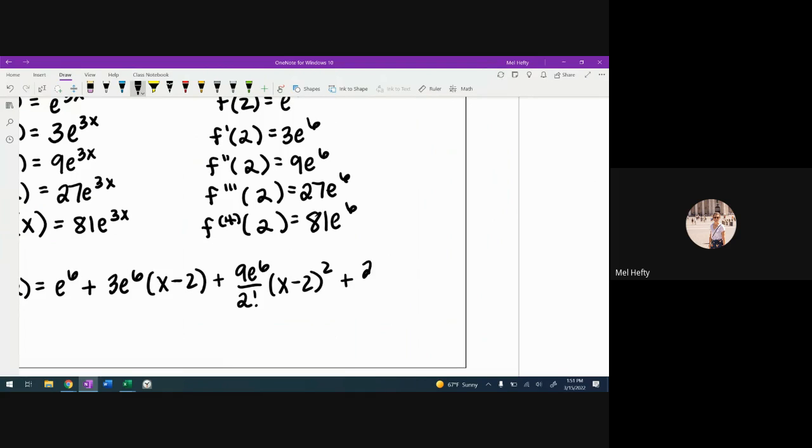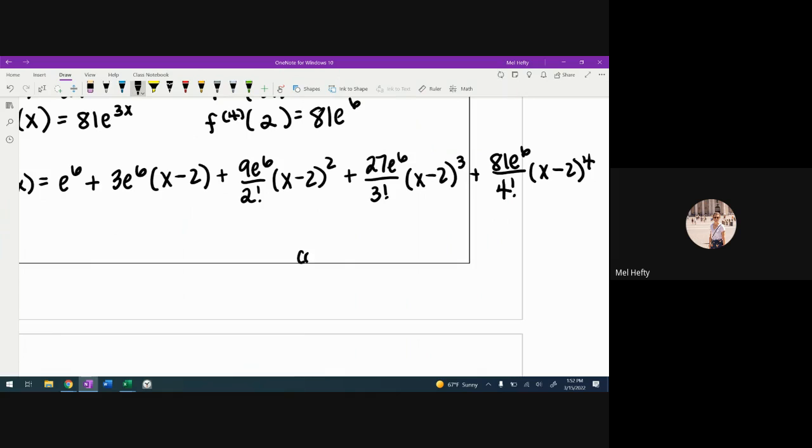Can you guys tell me, did we answer the entire question? The coefficient of which term? Oh, so the one I'm writing right now. 6. All right, so my coefficient is 81e to the 6th all over 4 factorial.